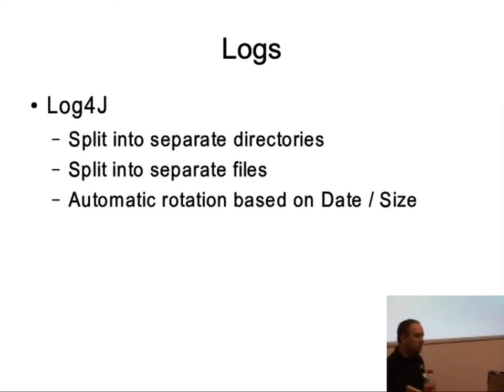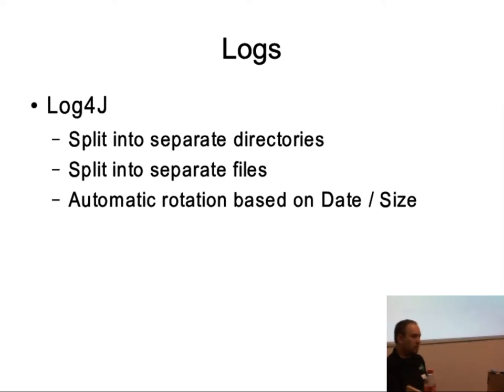With logs, OpenNMS uses log4j, and it's split into three separate directories, and each of those has different files for various components of OpenNMS. The automatic rotation is also based on date and size. Actually, not just size right now. And I know there is an Apache extras jar file for log4j that you could use to do file-based rotation based on date. I've not had a chance to look at that much.